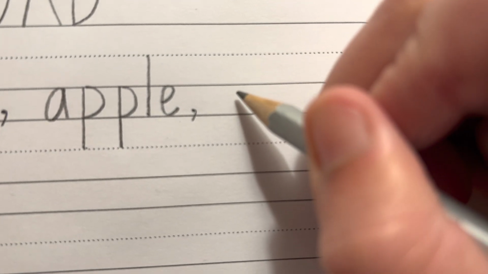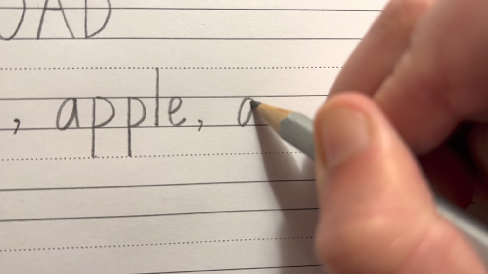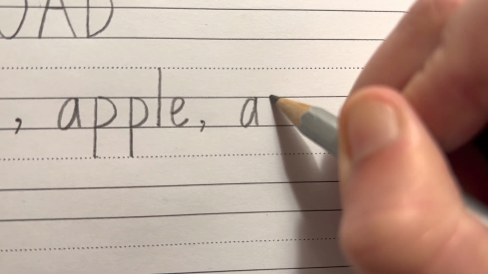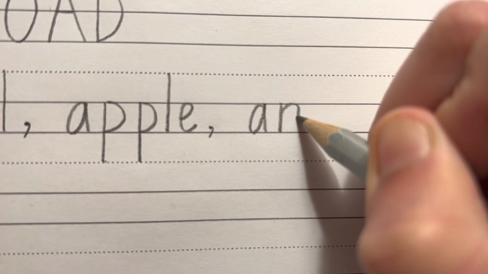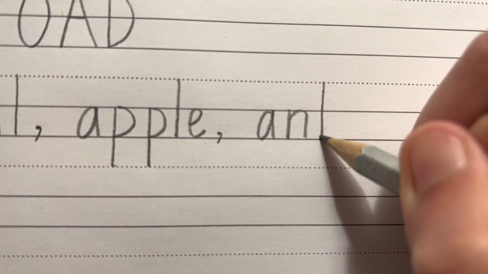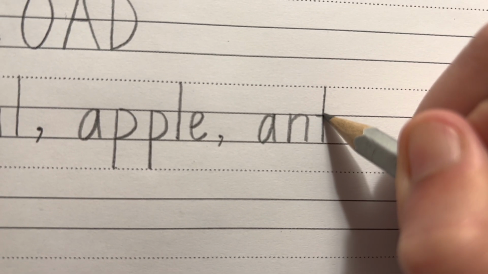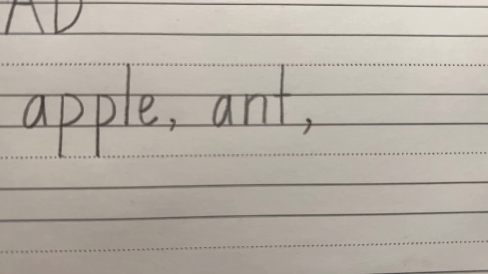Eyes on the board. Next word is ant, A-N-T. Lowercase a, going around, back up, straight down, in. Start from the solid line, going down, round, and down. And for the T, you start from the dotted line, going straight down to the bottom solid line, and cross on the top solid line. You can start.